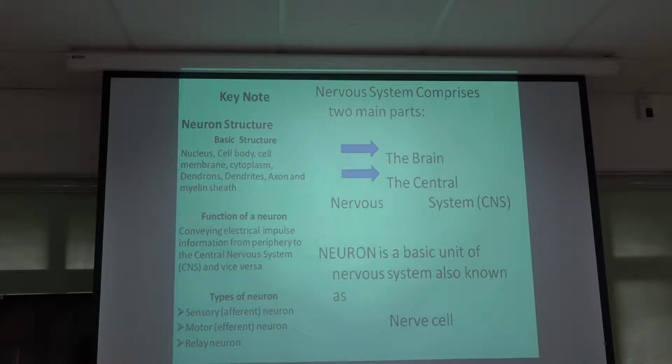As I've said earlier on, we are going to learn about the neuron. And the neuron is a basic unit of the nervous system, which is also known as nerve cells. As you can see, the function of a neuron is basically to convey electrical impulse or information from the periphery to the central nervous system and vice versa. So it means the electrical impulses will be transmitted within the body back and forward inside the body.